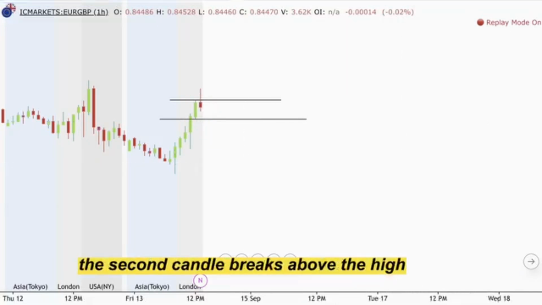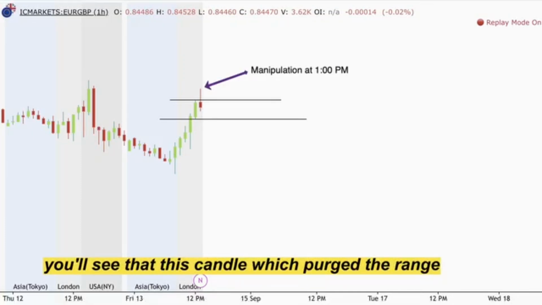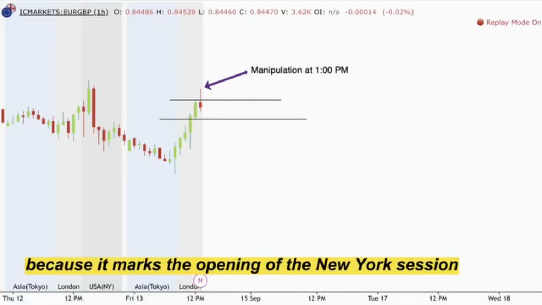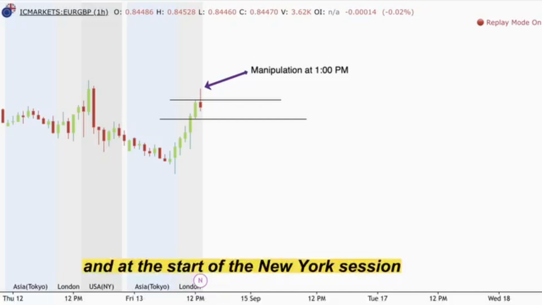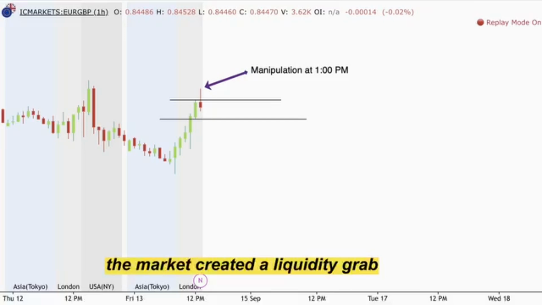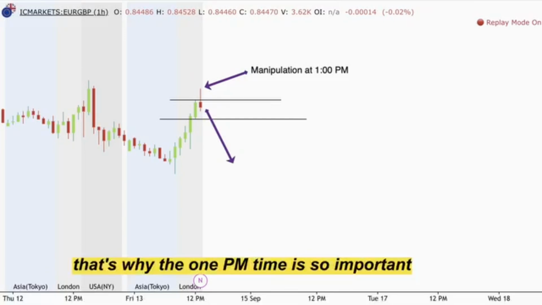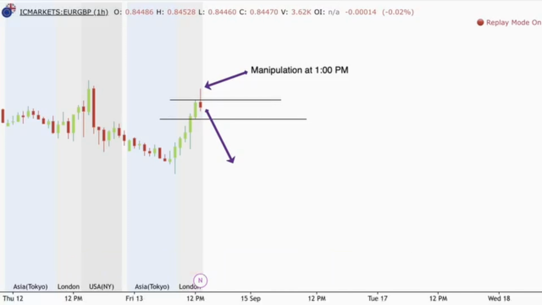The second candle breaks above the high, and if you check the time, you'll see that this candle, which purged the range, formed at 1 p.m. UTC. This time is crucial because it marks the opening of the New York session. During the London session, the market was trending upward following the accumulation phase, and at the start of the New York session, the market created a liquidity grab, signaling the beginning of the distribution phase. That's why the 1 p.m. time is so important when trading candle range theory.